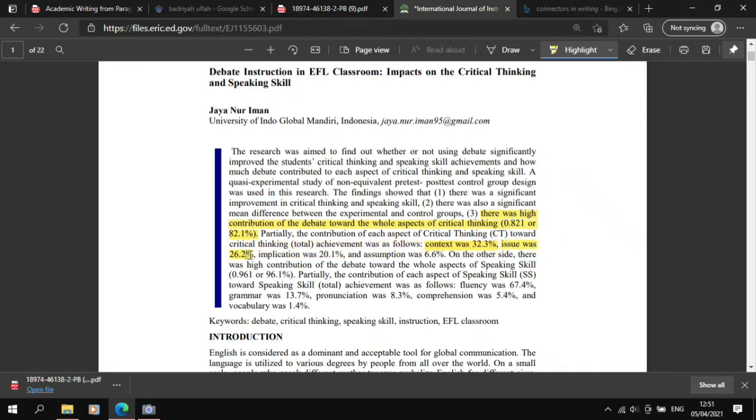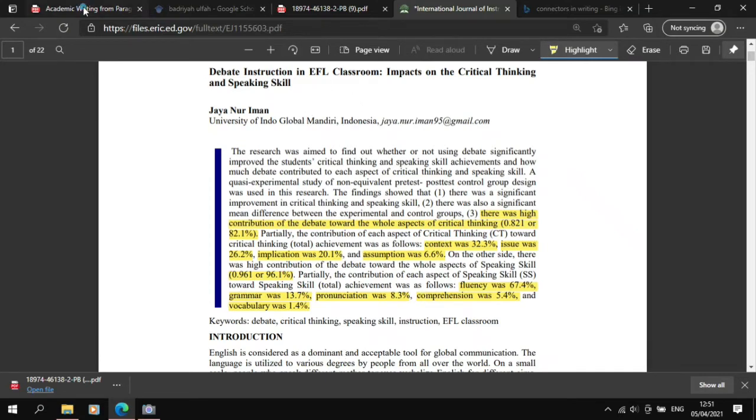The issue was 26.2%. The implication was 20.1%. Then the assumption was 6.6%. On the other side, there was high contribution. Okay, so another one here, and then fluency was 27.4%, grammar was 30.7%, the pronunciation was 8.3%, comprehension was 5.4%, and the vocabulary was 1.4%. So this one is the fact.